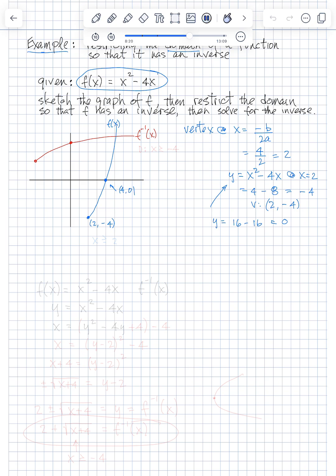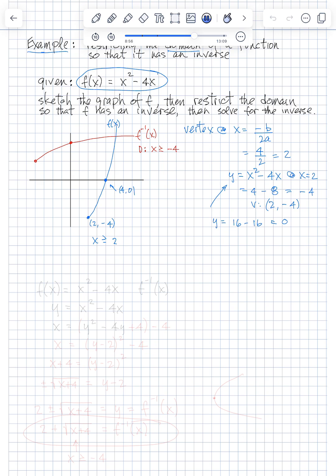So the domain of f inverse, let me do it in red. Domain of f inverse is going to be x greater than or equal to negative 4. And the domain of the function is x greater than or equal to 2.